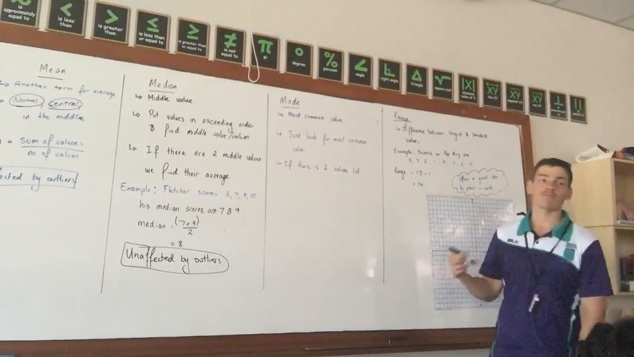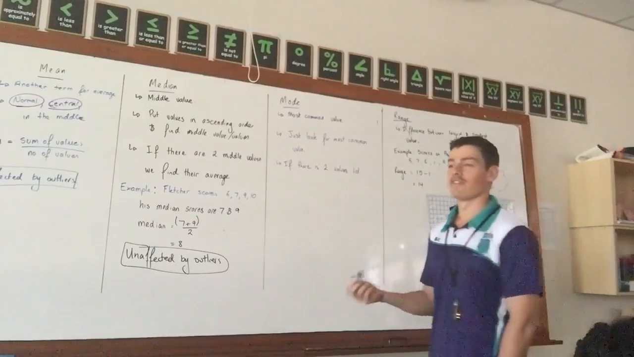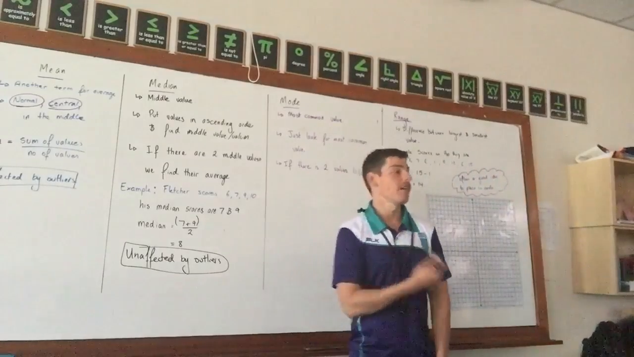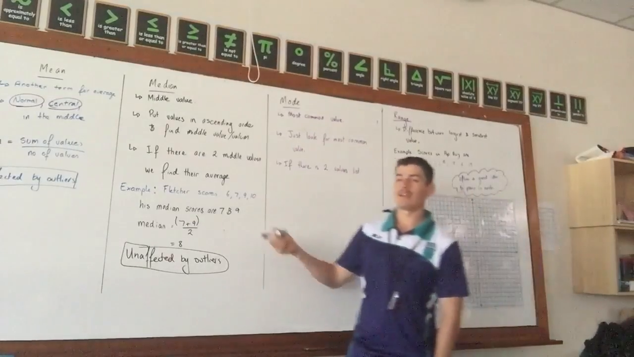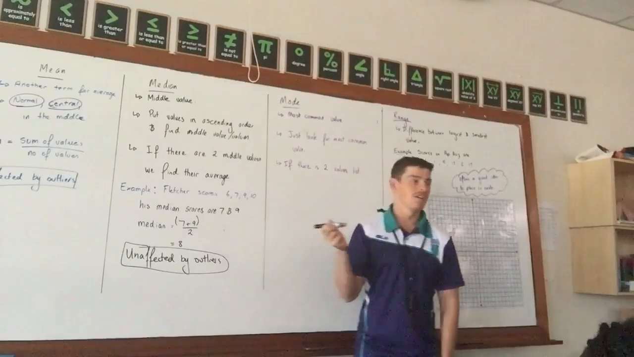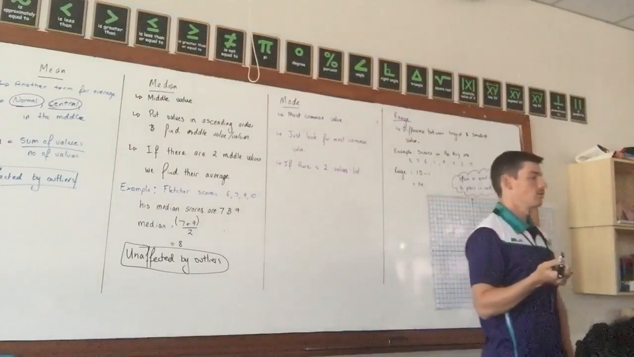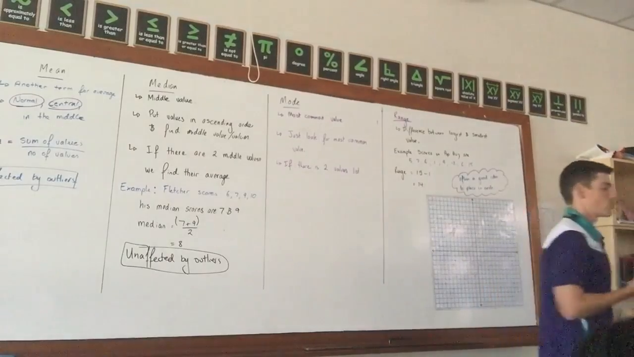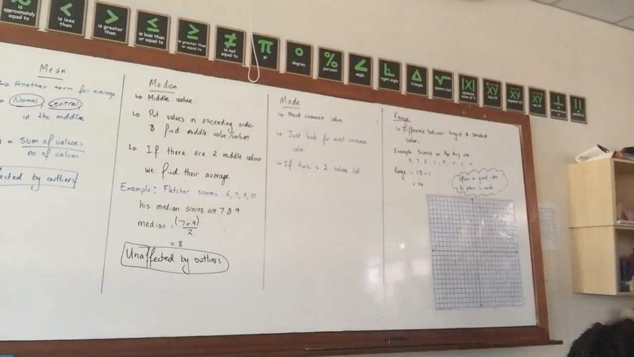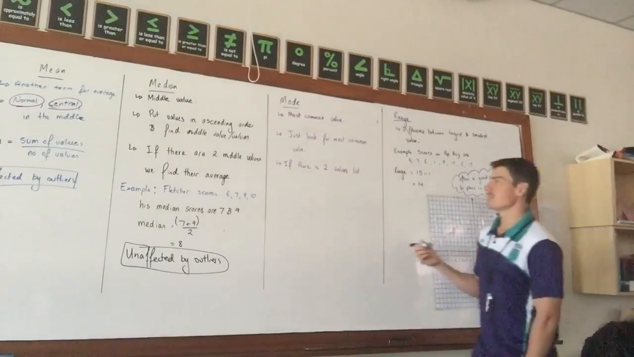Mode's about the most common value. Now there can be value in that, but is it as valuable? Is that as important as median and mean, do you think? Do you think that's as reliable? No, it's not. Is a mode the most reliable measure of central value? So the mode's the least valuable.